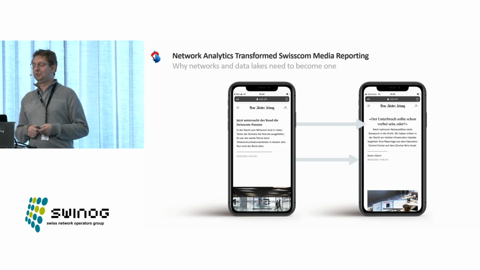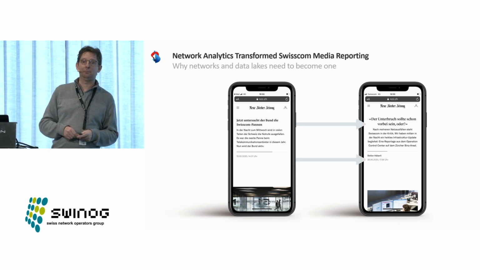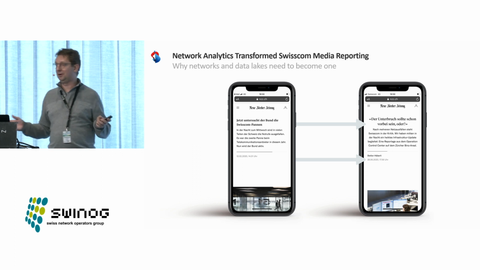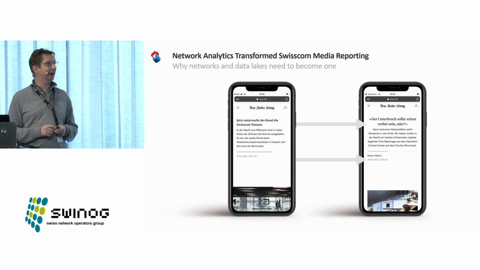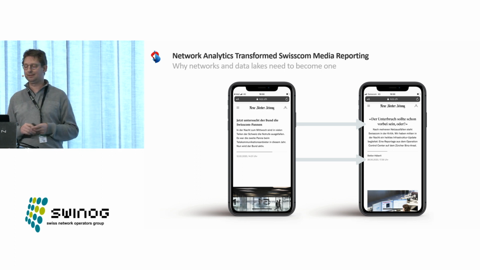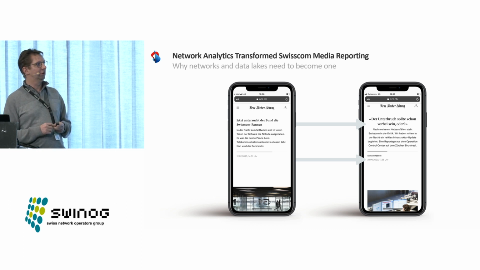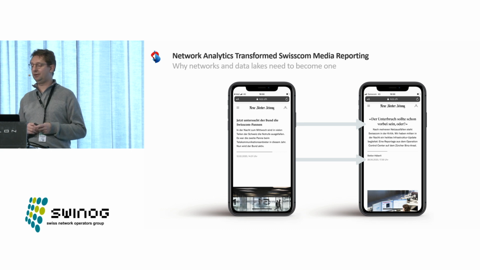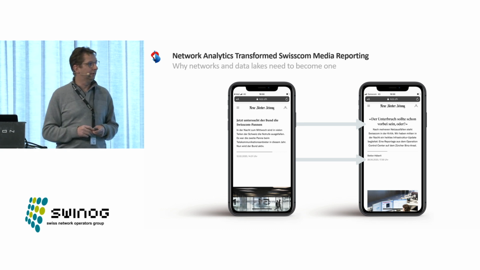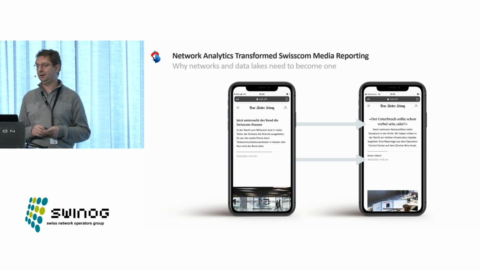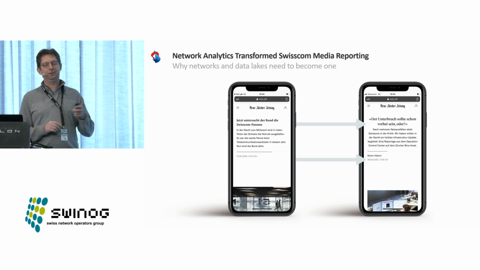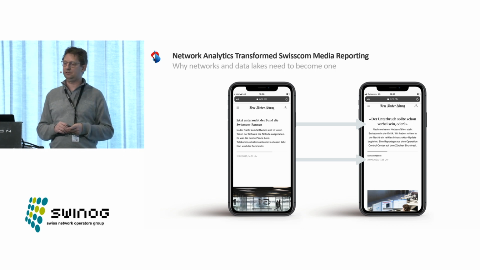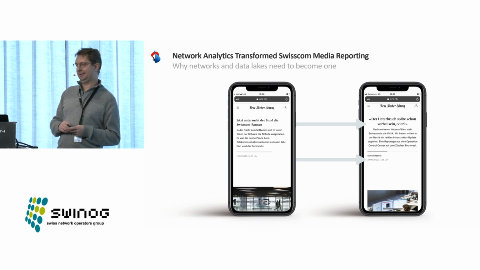These are two newspaper articles. When something is failing and not working, everybody knows it. I like these two articles because I can tell a good story. The left one is from February 2020, and the right one is four months later, in June 2020. The difference between the two newspaper articles is basically network analytics.